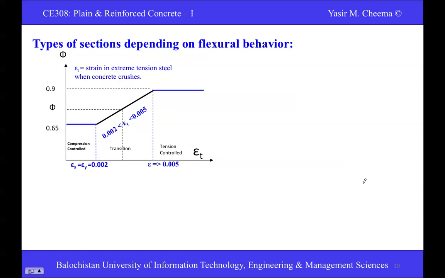There are some sections depending on the flexural behavior. So here you see three control criteria. One is totally compression control, one is totally tension control, and one is between these two. That is transition. So here this comes in compression control criteria.